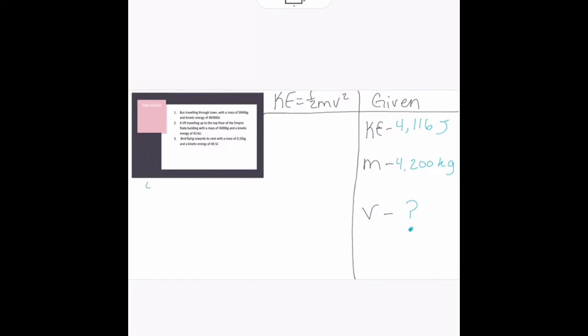So we have 4,116 equals 1/2 or 0.5 for those of us who hate fractions. That's me. And M is 4,200. And V squared. We're just going to leave that alone there. So let's go ahead and put these two together, multiply those two. So we have 4,200 times 0.5, and that gives me 2,100. And then we still have my little V squared here.